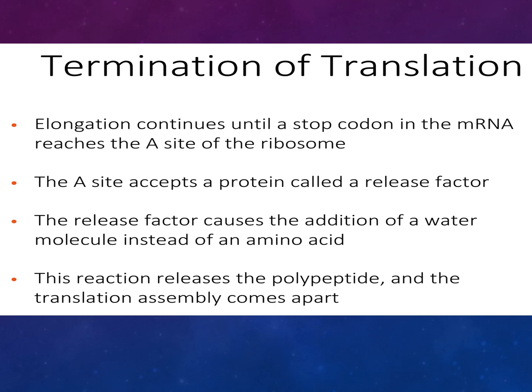With regards to termination, elongation continues until a stop codon in mRNA reaches the A site of the ribosome. So that's UAA, UAG, UGA. The A site accepts a protein called a release factor. The release factor causes the addition of a water molecule instead of an amino acid. This reaction releases the polypeptide and the translation assembly comes apart.